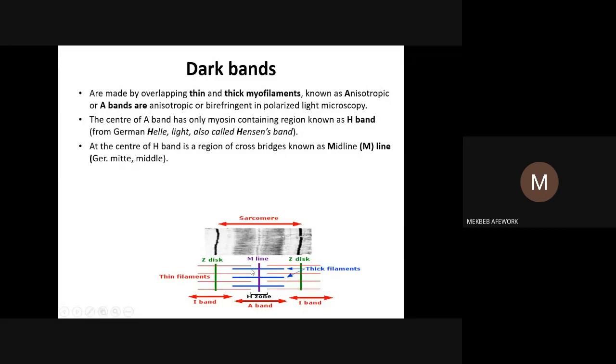There is a region in between where the I band region, the thin ones, are not reaching, named H band. Right in the center of H band, there is a special protein cross-linking the thick filaments, the blue ones. So that midline region is named M line. So you see the A band is also divided by H band.